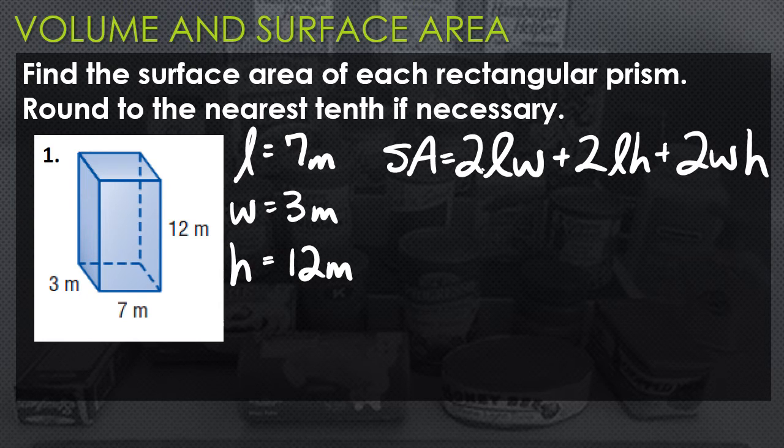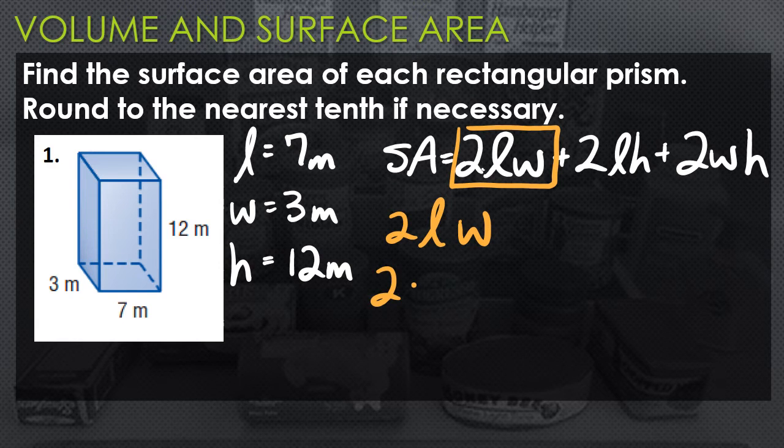And so for the sake of space, what I'm going to do is do one piece at a time. And then we're going to add up all 3 of these chunks together. So when we do 2 times length times width, that's going to come out to 2 times 7 times 3. And when we do that in the calculator, 21 times 2 comes out to 42.